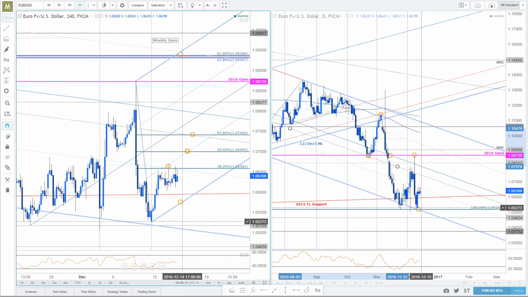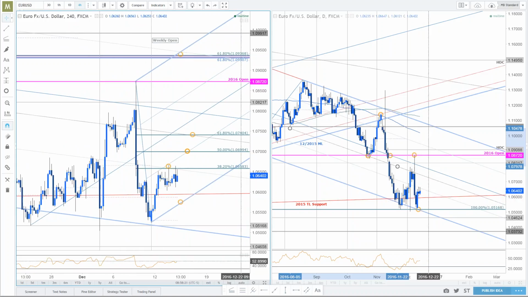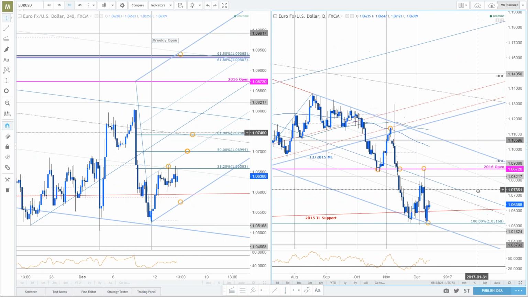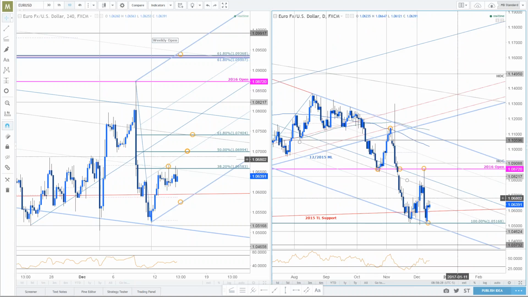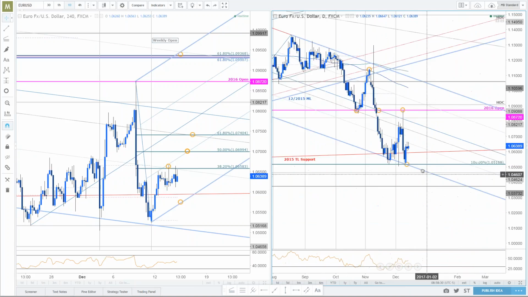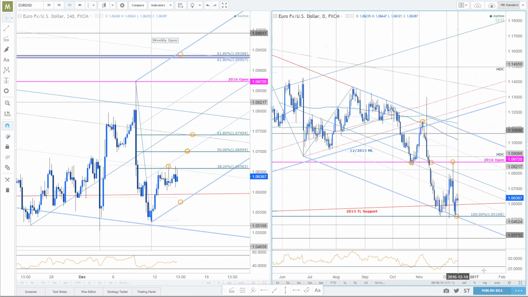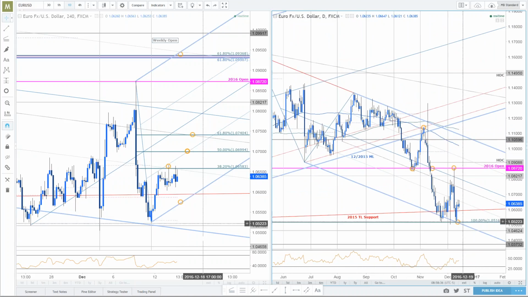If we settle below the monthly open, below structural support here, sayonara. As far as downside targets are concerned, guys, the last soft target I have is 103.73. I don't have anything beyond that. I'd have to go back and really check out some longer term levels beyond that. But this is still pretty critical for euro.